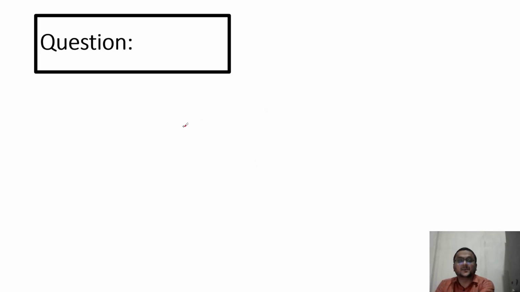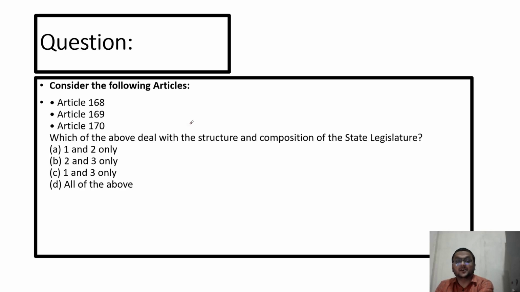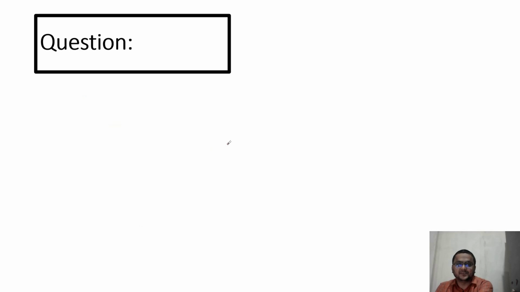Now let's look at some questions. First question, you can give your answer in the comment box. Consider these articles: Article 168, Article 169, Article 170. Which of the above deal with the structure and composition of the state legislature? The correct answer is option D. All three deal with the structure and composition of the state legislature.